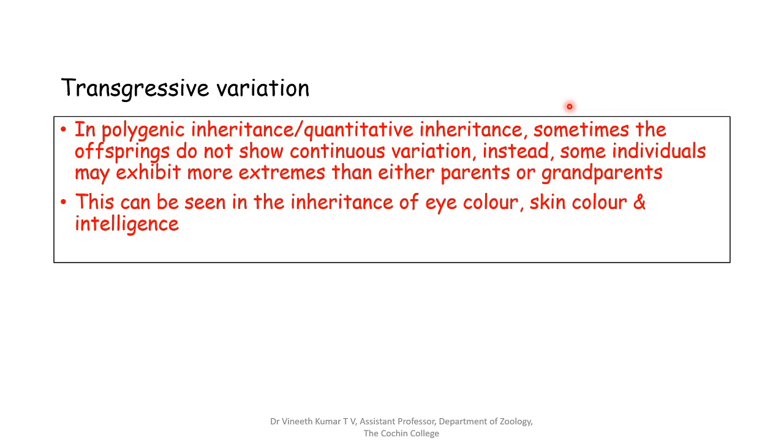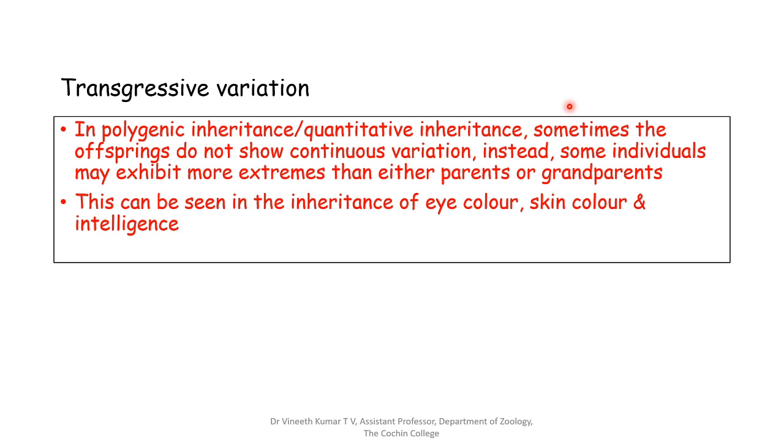But in some cases, or in most cases of polygenic traits, it does not limit itself to that of the parents. You can see phenotypes that are lighter than white, if you take the skin color, lighter than the white of one of the parents, and you can see the darkest skin color, darker than that of the negro or the dark one. So that means extremes beyond either of the parents or grandparents can be seen in some cases, and such extremes are produced, that means extremes other than that of the parents.